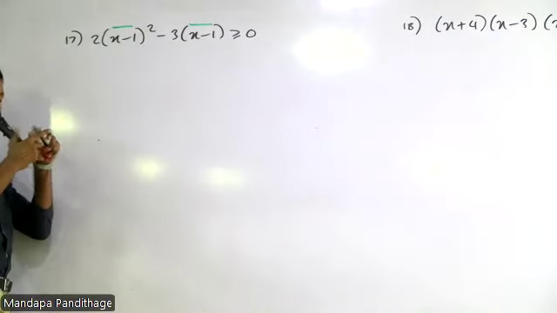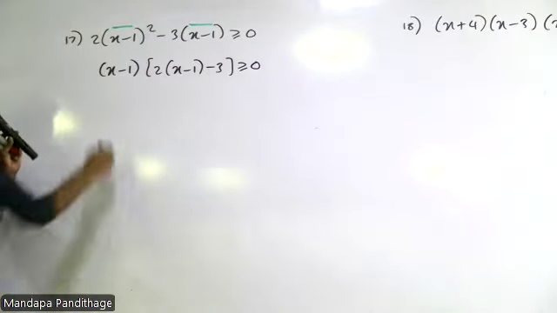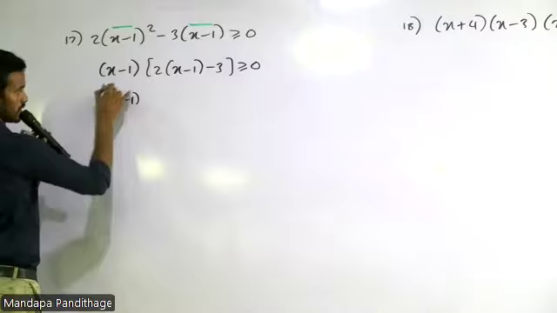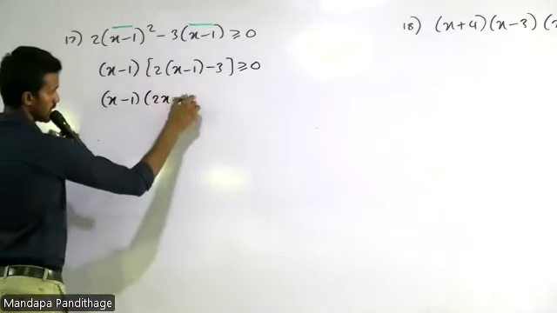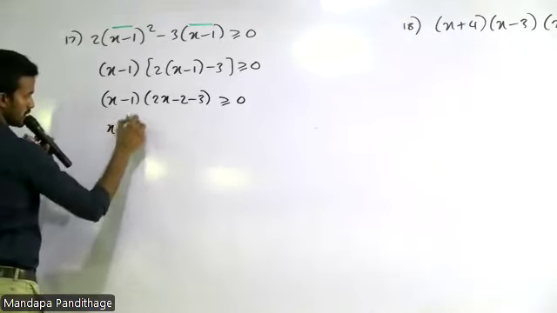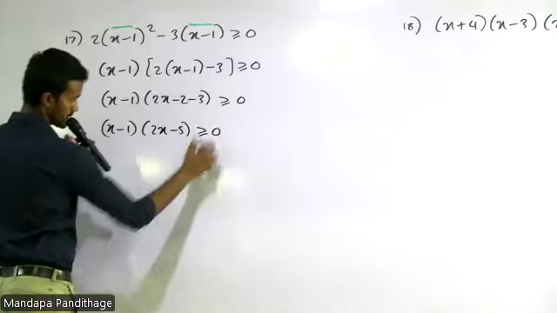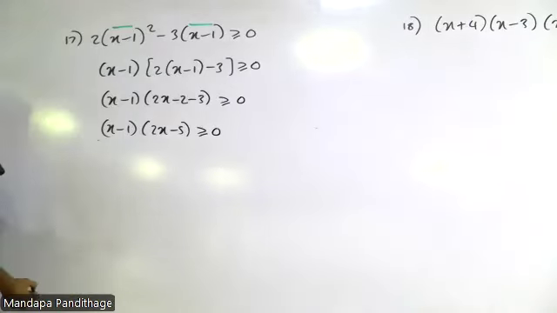So I can take this x minus 1 out, and then this becomes 2 times x minus 1. If you pull this out, only minus 3 is remaining. Clear? Got it? If not, you can simplify and get the same answer. So x minus 1 or 2x minus 2 minus 3. Then I get that x minus 1 times 2x minus 5 is greater than or equal to 0.